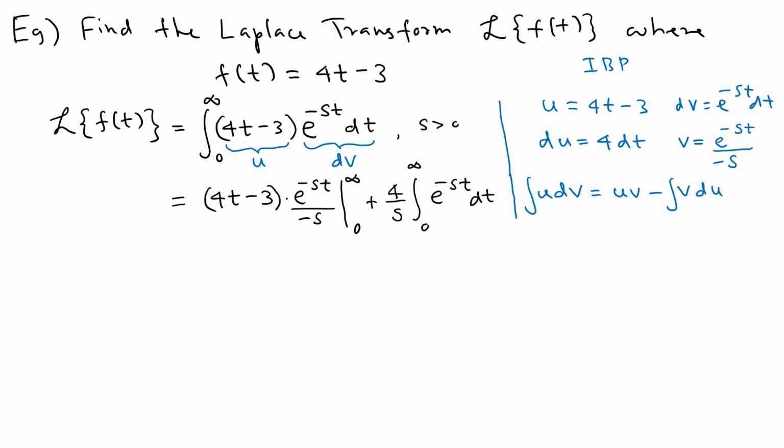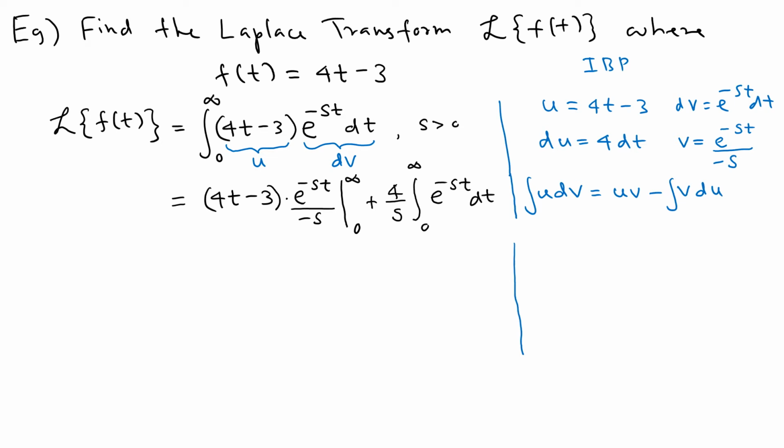That's what we call an indeterminate situation. Since this is indeterminate, we can use L'Hopital's rule. Let's use L'Hopital's rule and see how it simplifies. What we want to know is what will happen to t times e to the minus st when t goes to infinity. So let's do that here.